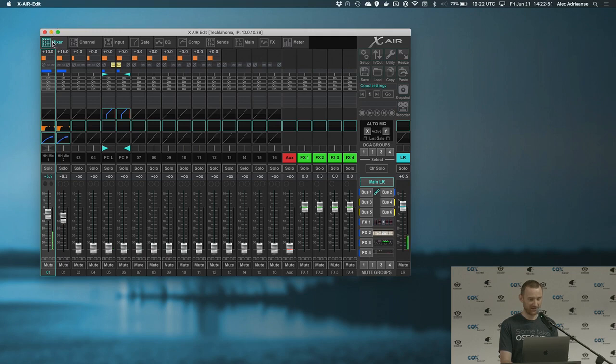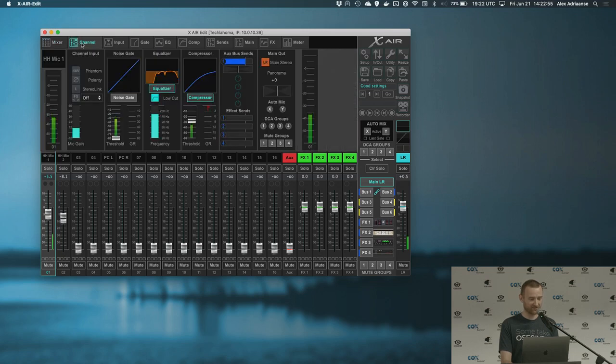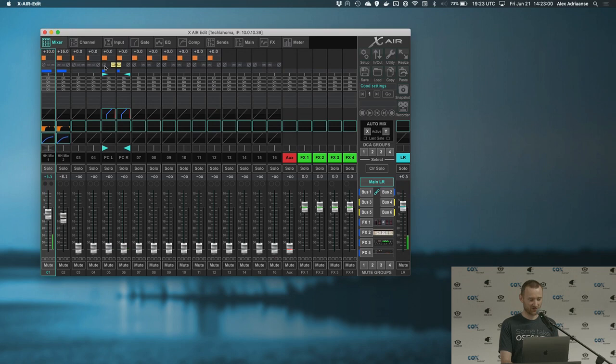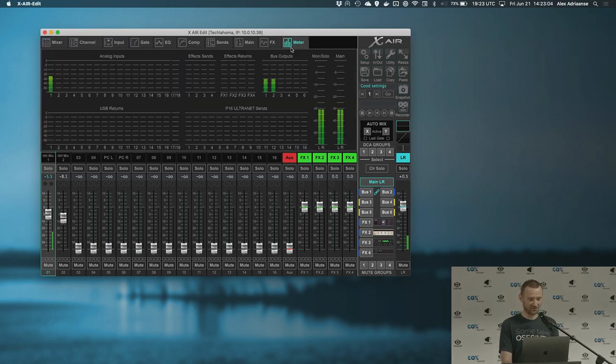The screen you'll be in most of the time, and you may not ever have to leave, is the mixer screen. There's also other screens like channel, input, etc. But mixer is really where you want to be, and maybe also the meter screen. Meter shows you the different levels, and that's actually really helpful for debugging or troubleshooting. I'll get to the meters, or the troubleshooting, in a second.